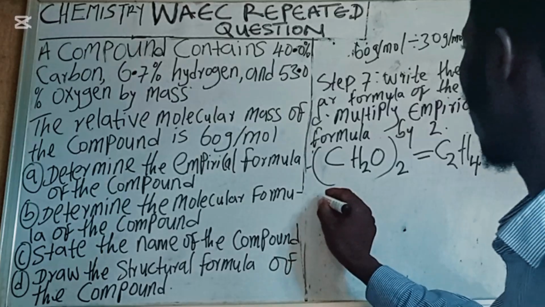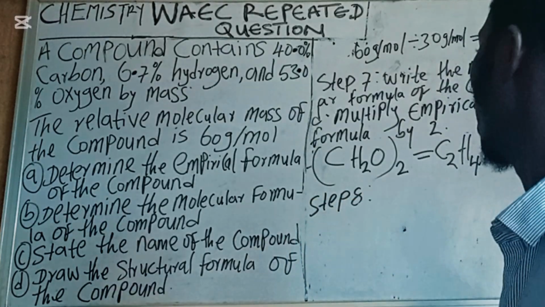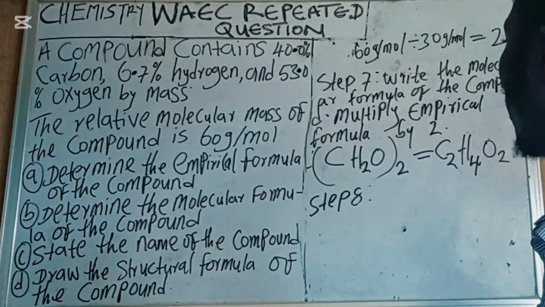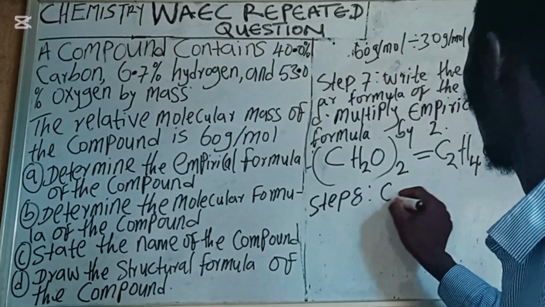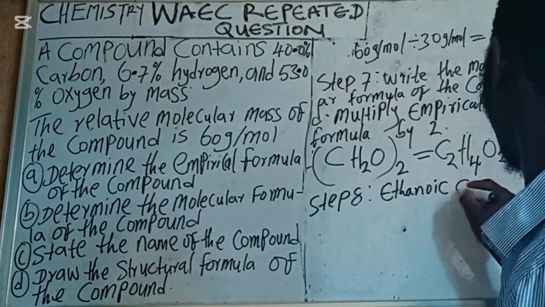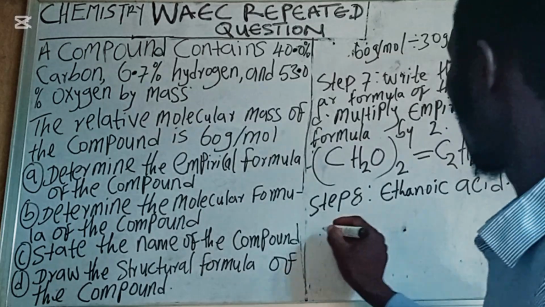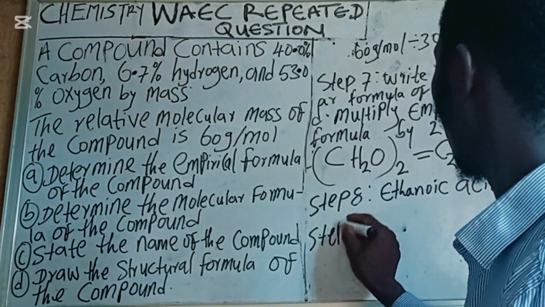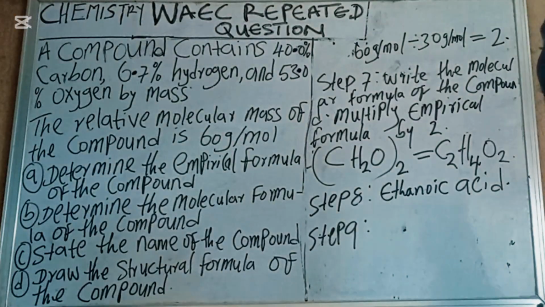The next step, which is step 8. Now in this step we are to name this compound. Naming this compound is ethanoic acid. This is the formula of ethanoic acid. So step 9, which is our last step.